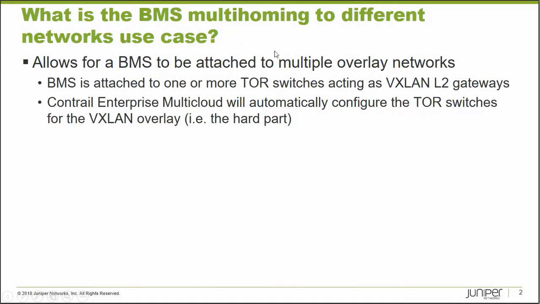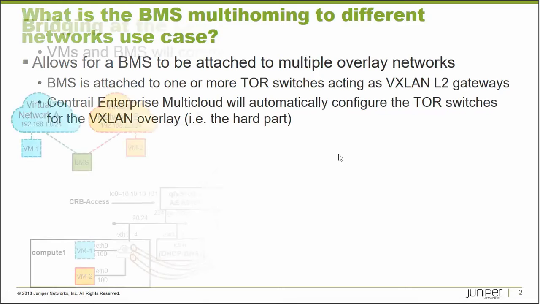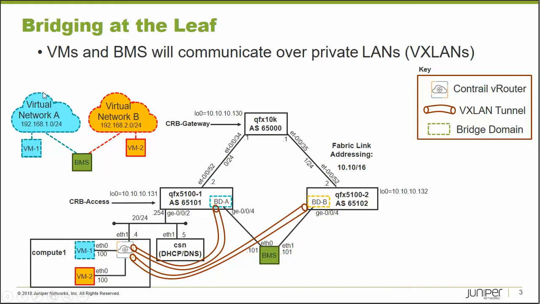So what is this multi-homing to different networks use case? This allows a bare metal server to be attached to multiple overlay networks. The bare metal server is attached to one or more top-of-rack switches, and those top-of-rack switches will act as VXLAN gateways. Contrail Enterprise Multicloud will automatically configure the top-of-rack switches for the VXLAN overlay, which is the hard part, as you'll see.